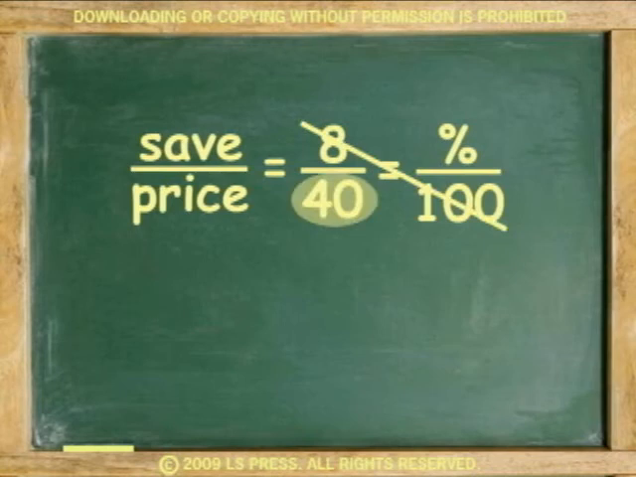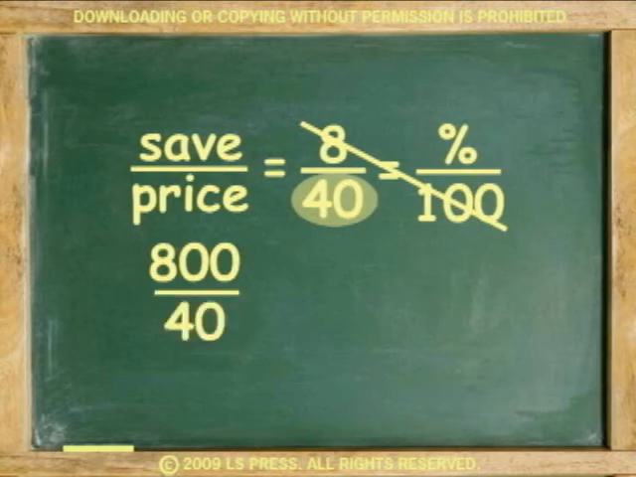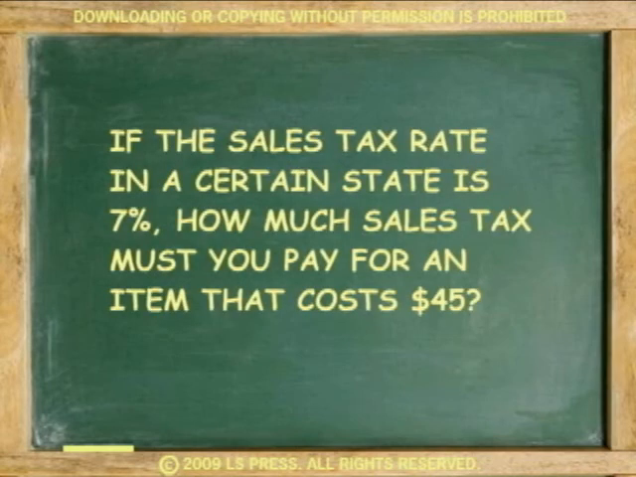Multiply and divide. 8 times 100 is 800. Divided by 40. The answer is 20% in savings. Another example. If the sales tax rate in a certain state is 7%, how much sales tax must you pay for an item that costs $45? The information given is tax rate 7 per 100 and cost.